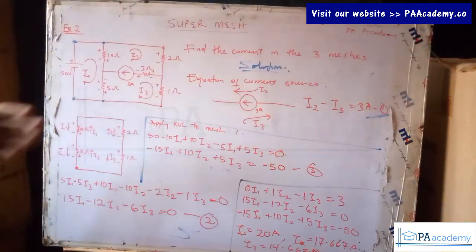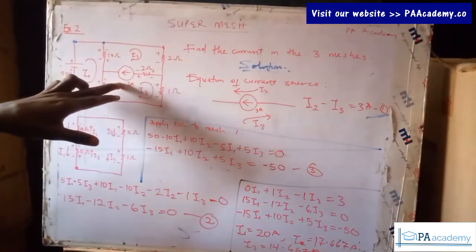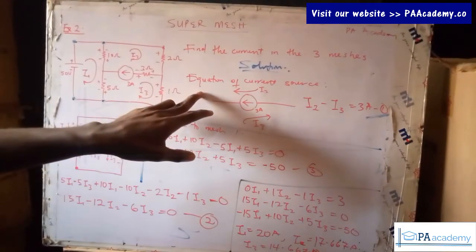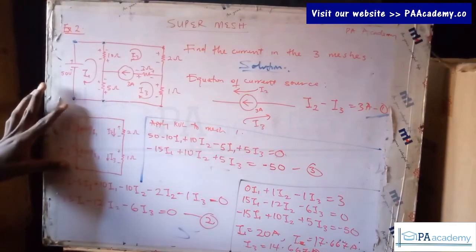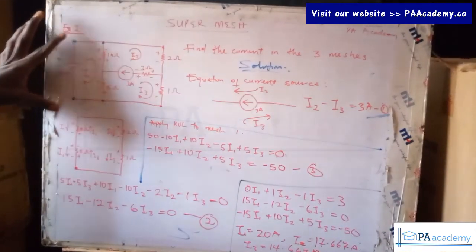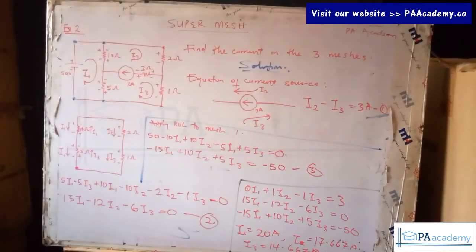Some will just refer to it as mesh. Some don't separate it as super mesh or mesh; they see everything as mesh. But just know that when there's a current source between, this is what you do. You write out the equation of the current source. You have your super mesh circuit, you solve it, then you solve the other mesh. Depending on how many meshes you have in the circuit, you can have as many as 4, 5, depending on how the circuit is. So that's it for this example 2.